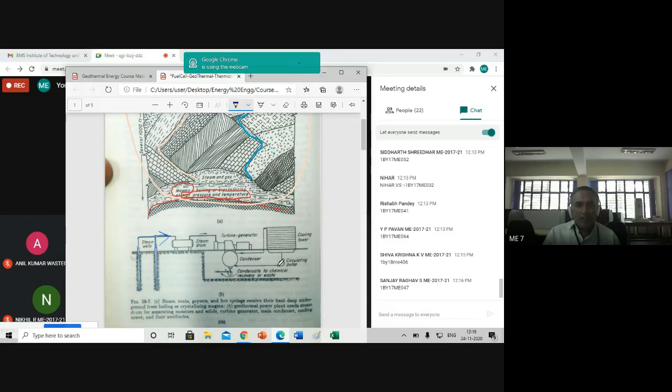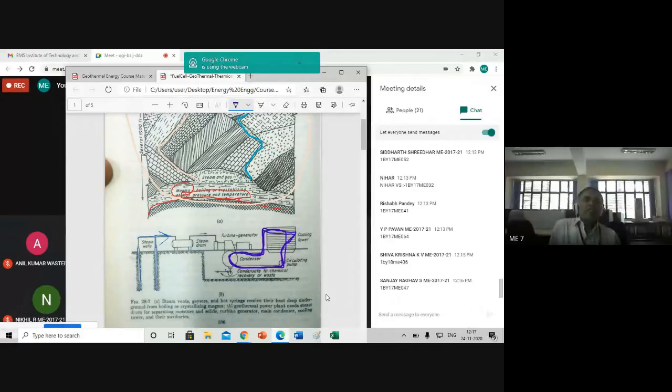Say, circulating pump, cooling water enters here. Then it flows through the tubes. Then it is cooling the steam coming out from the turbine. After cooling, it becomes hot. Then it is spread over the cooling tower, and then from the cooling tower, it is circulated through the pump. One second. This is the path of the cooling water. This is the circuit of the cooling water.